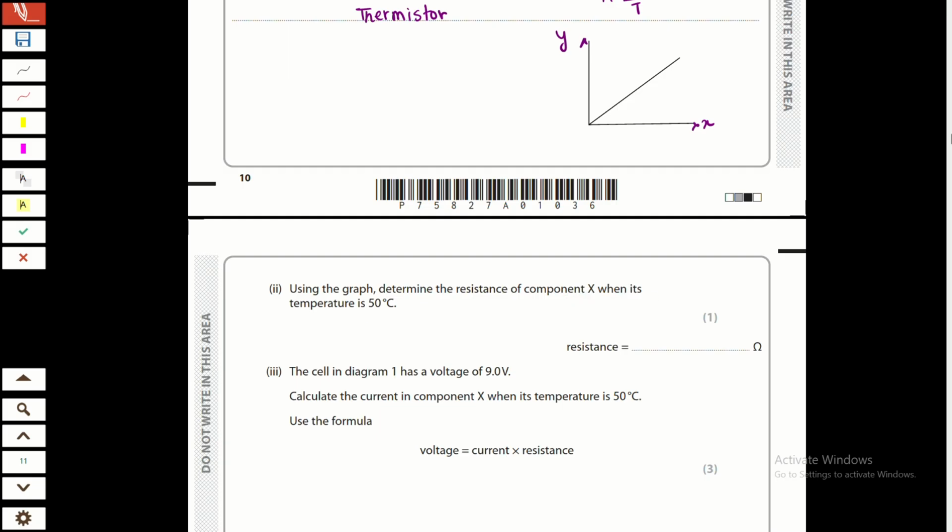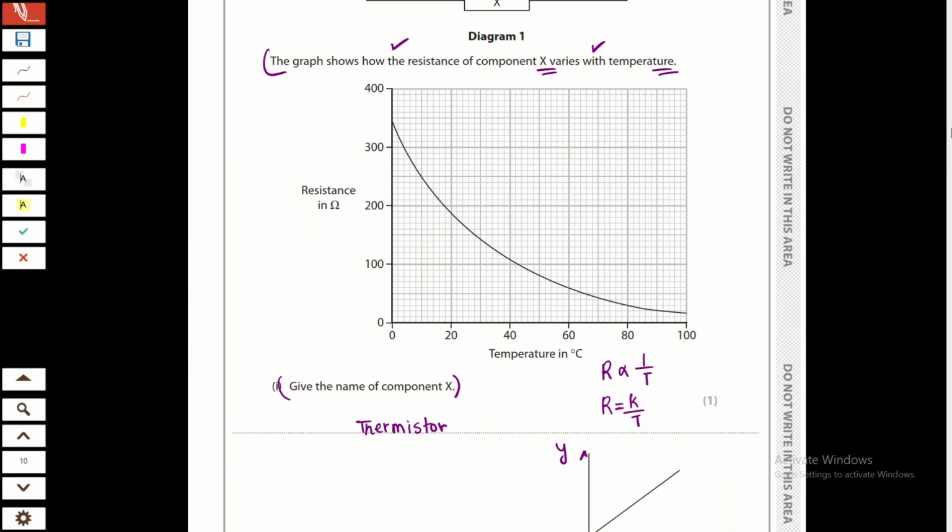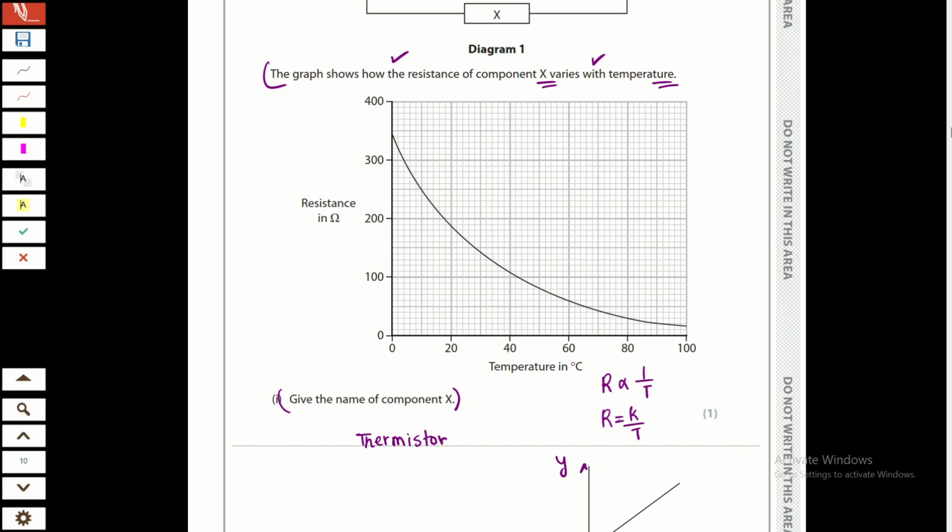Let's move ahead. Using the graph, determine the resistance of component X when its temperature is 50 degrees Celsius. So we will have to use the graph to determine the resistance of component X when its temperature is 50 degrees Celsius. So let's find 50 degrees Celsius on our x-axis. So that's 20, 30, 40. So this is going to be 50.